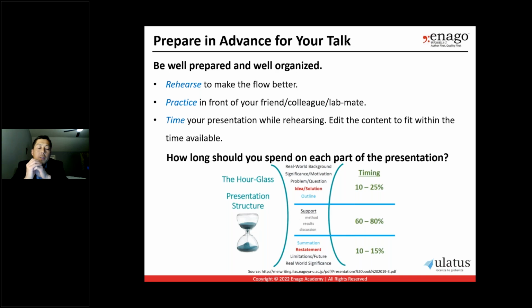And then how you can break it down: you can think about your presentation as an hourglass. As far as timing, you start with your introduction, and then most of your presentation is going to be focused on what you did, what you got, and why this is important. And then you end, of course, with a summary, future directions, and the significance of your work.